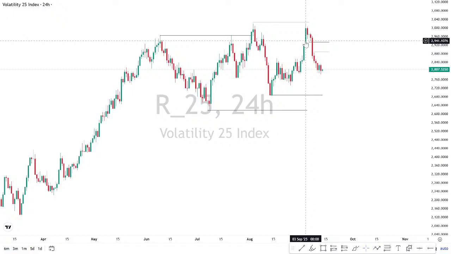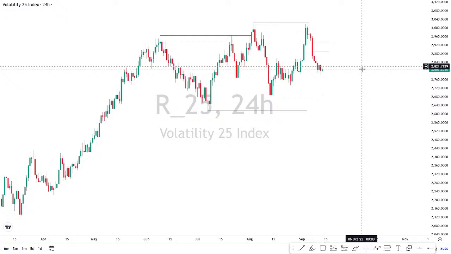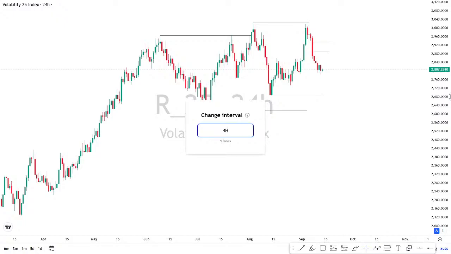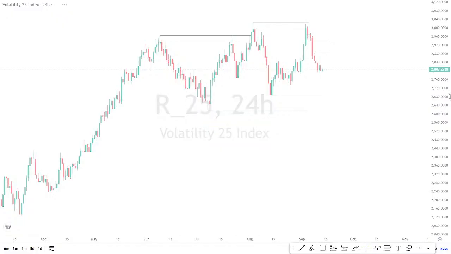So I am taking note of my fair value gap here, because I'm looking for an area I could use to continue the sell until we take this low. I already took note of this fair value gap. I'm just going to go to the mid time frame, and I love to use my 4 hours for the mid time frame. So let's go to 4 hours.